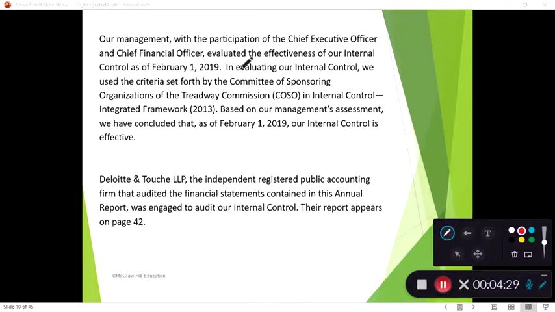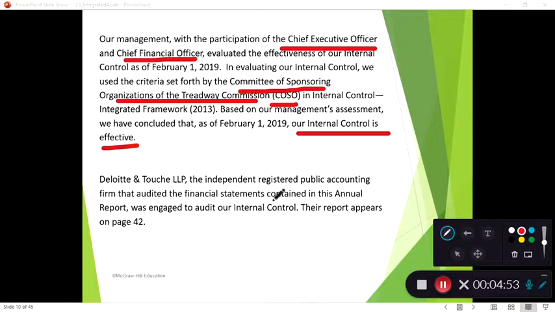And then they're saying who is responsible for this. The CEO and the CFO are going to evaluate the control as of a certain date prior to the issuance of the financial statements. Here's their criteria, right? They're using COSO. That's the long name for COSO. It's their framework from 2013. And then they're saying based on their assessment, we think our internal control is effective. Then it tells you that their auditors that audit the financial statements were also engaged to audit internal control. And that's a pretty standard statement on internal controls from a company, covering those aspects that are required for their report about internal controls.